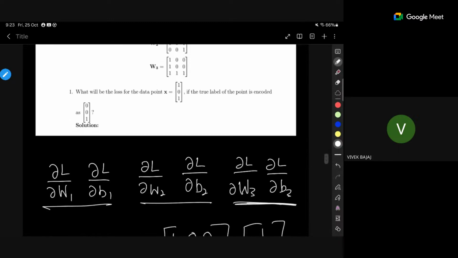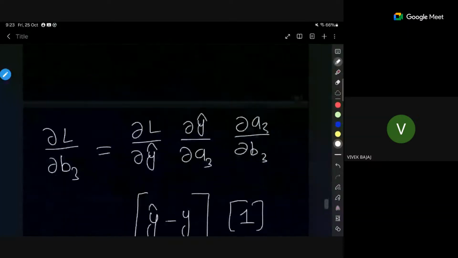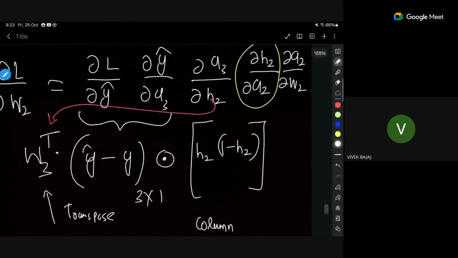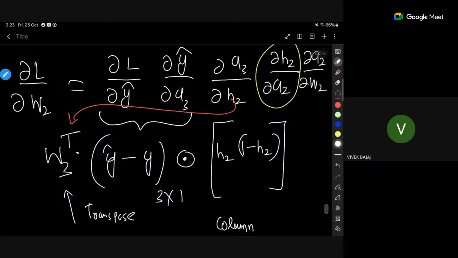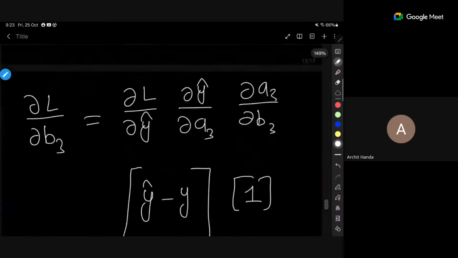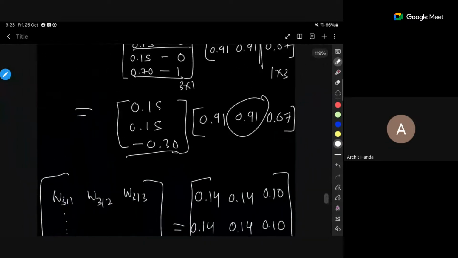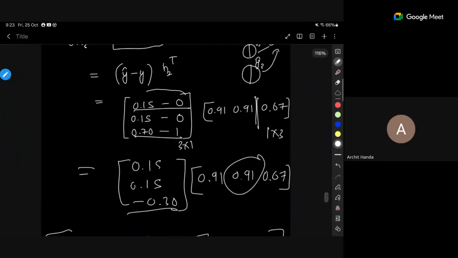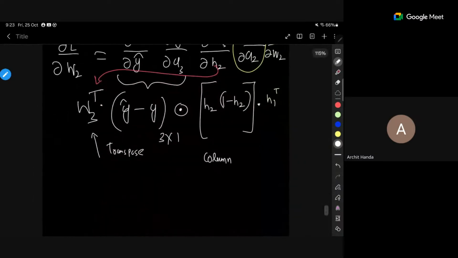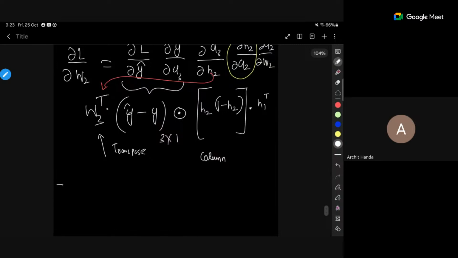So what is A2 by W2? What will come out here? H1 will come, transpose. H1 transpose, right? So here we did H2 transpose, this guy. H2 transpose we did. Now we are at H1 transpose.